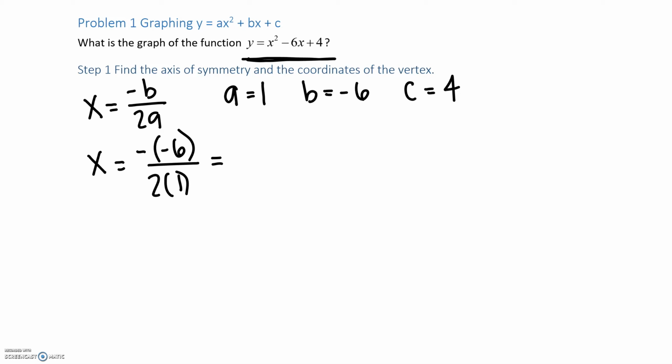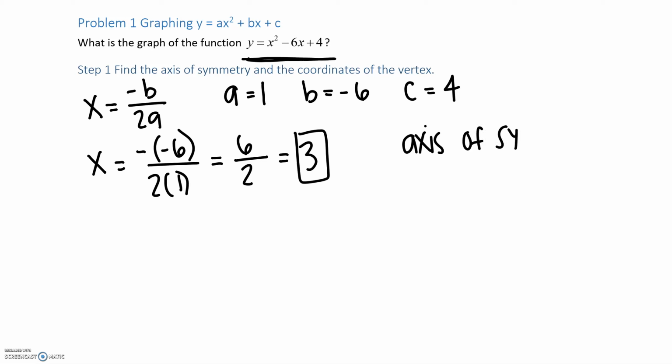Okay, so a negative times a negative is going to equal a positive, so we have a positive 6 over 2 times 1, which is just 2. If we simplify this, that's going to give us just a 3. Okay, so our axis of symmetry should be x equals 3. Okay, so whenever we have this x equals 3, that means that we have the x-coordinate of our vertex.